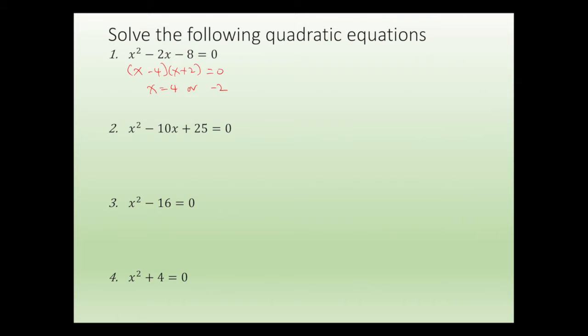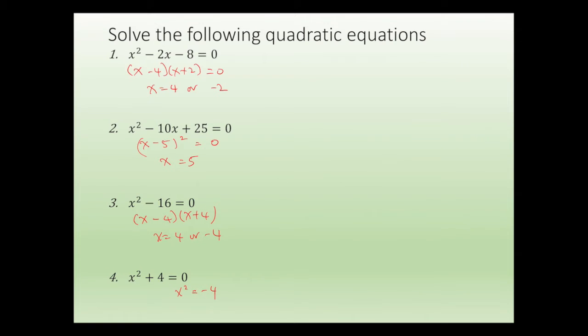What about the next one? The next one is actually a perfect square. It's actually x minus 5 all squared equals 0. Therefore, x equals 5. Next one is difference of perfect squares, or difference of two squares. It is x minus 4, x plus 4. Therefore, x equals 4 or minus 4. And finally, for number 4, x squared is minus 4. There is no way we can solve it.